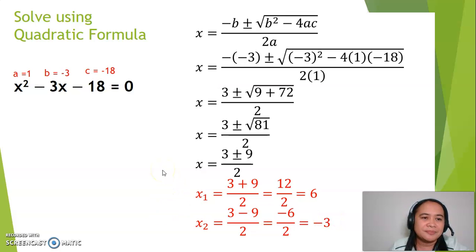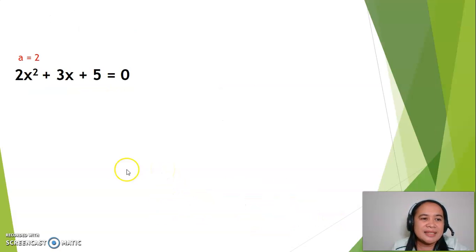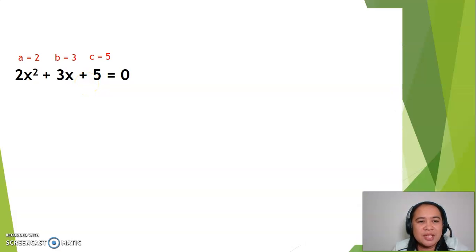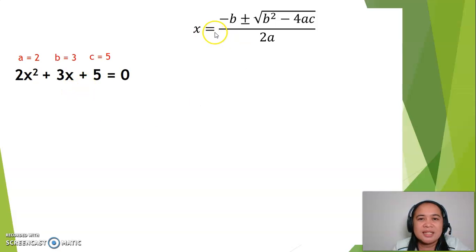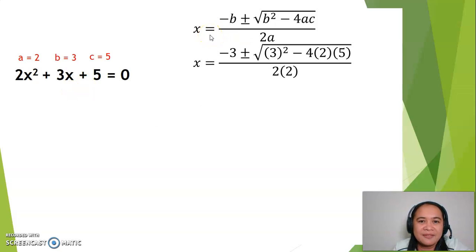Another example. In this case, the value for a is 2. The value for b is 3. And the value for c is 5. Now, substituting this in the quadratic formula, we will have negative b is negative 3. So, 3 squared minus 4, a is 2, and c is 5. All over 2 times 2.